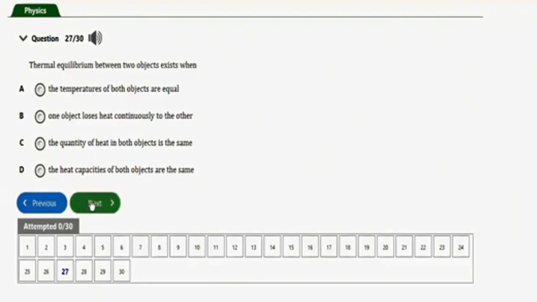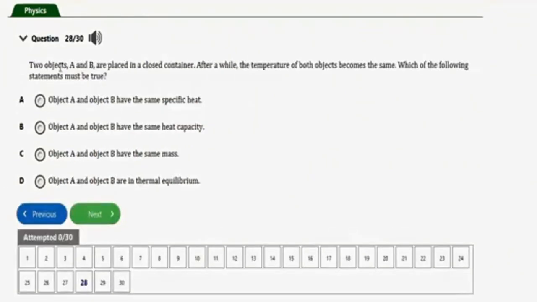Let's go to the next repeated question, which is this. It says, two objects A and B are placed in a closed container. After a while, the temperature of both objects becomes the same. Which of the following statements must be true? A, object A and B have the same specific heat. B, object A and B have the same heat capacity. C, object A and object B have the same mass. D, object A and object B are in thermal equilibrium. Alright, so the correct option to this question is option D. Object A and B are in thermal equilibrium.